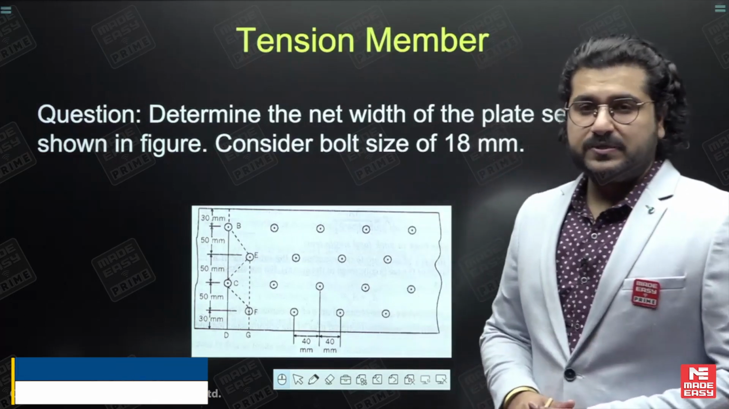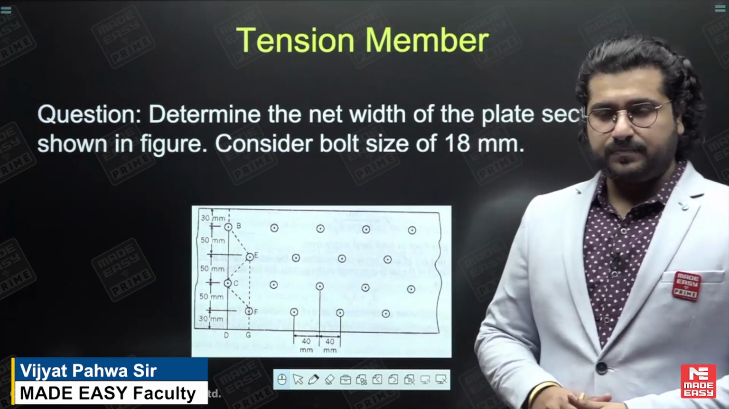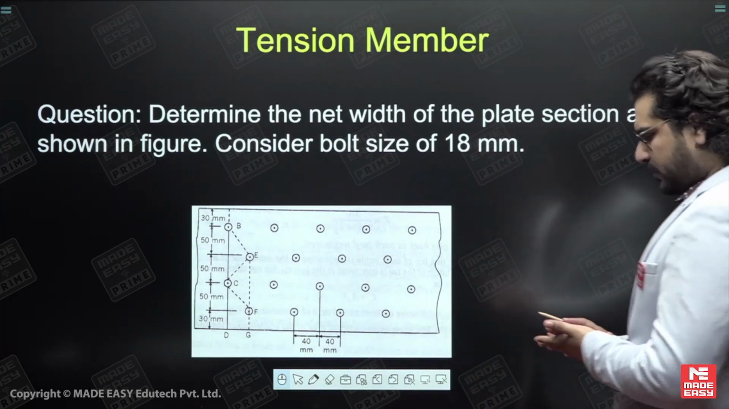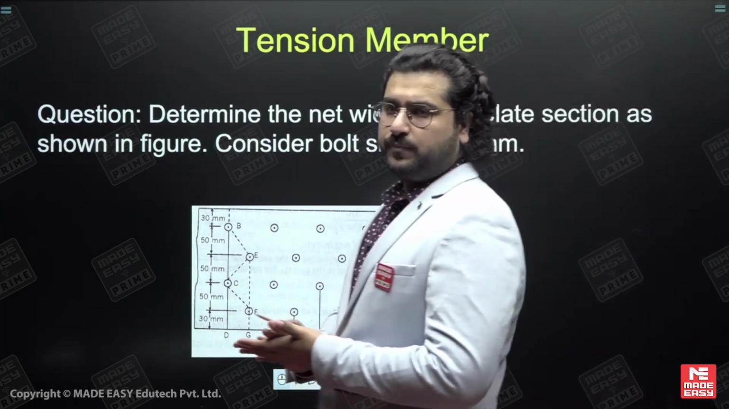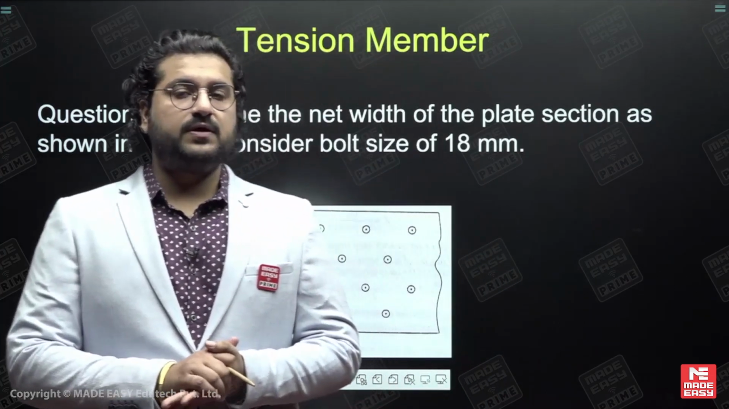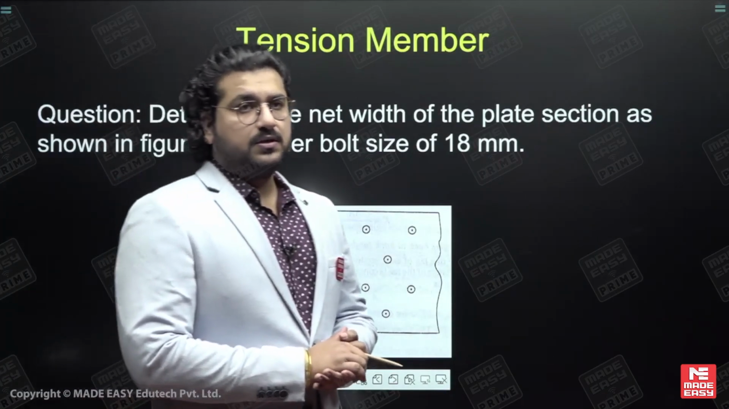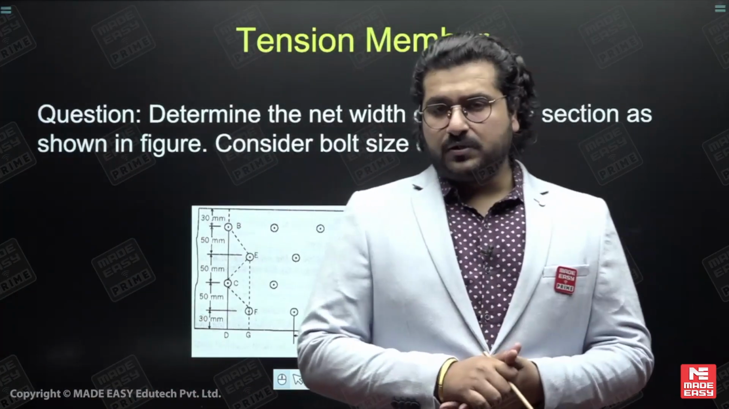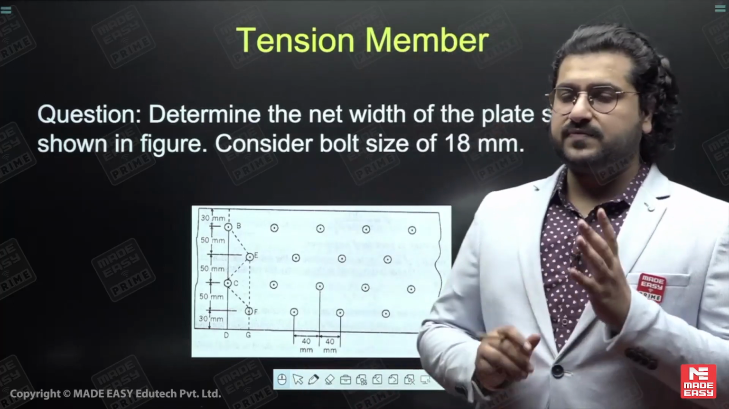So in this lecture, we'll be starting with the design of tension member. In the tension member, there are some important topics from which the question could be asked. The first one is, of course, the net area, because when we find out the strength of the tension member by using the net section rupture criteria, we need to find out the strength most of the time. So the computation of the net area is very important.